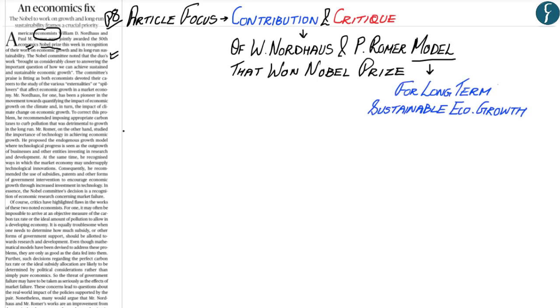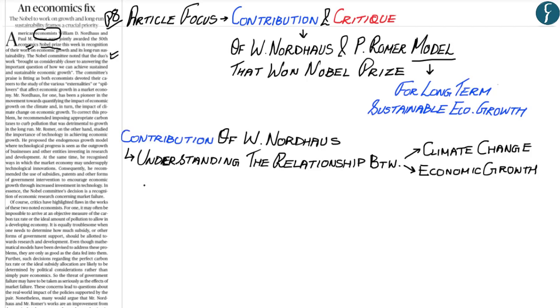Now, William Nordhaus made a pioneering contribution to understand the relationship between climate change and economic growth. And according to William Nordhaus, in order to provide for long-term sustainable growth, he recommended the imposition of an appropriate carbon tax to reduce the pollution.